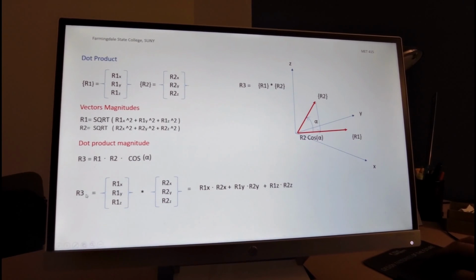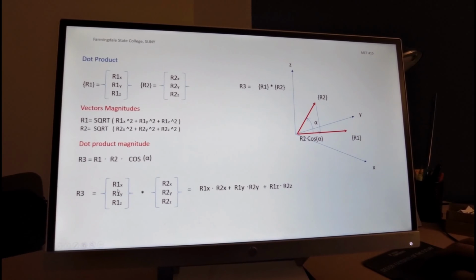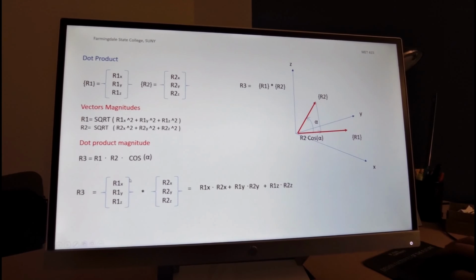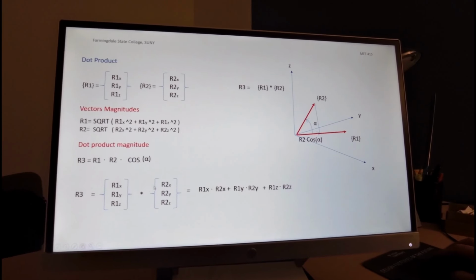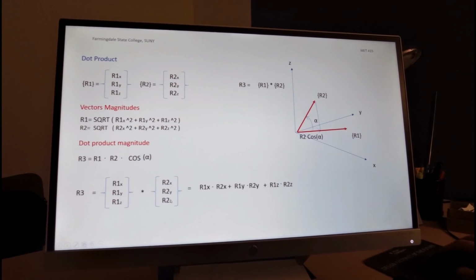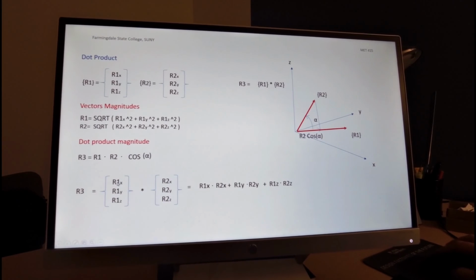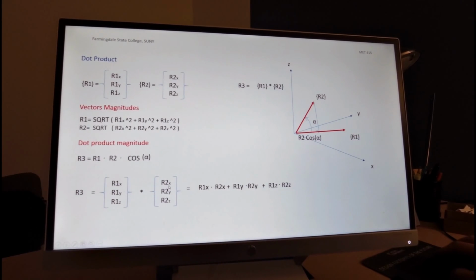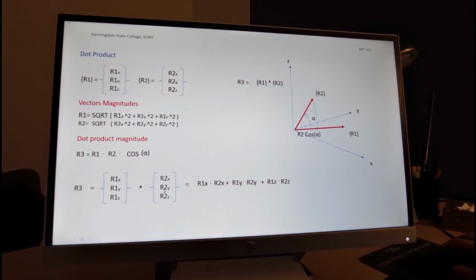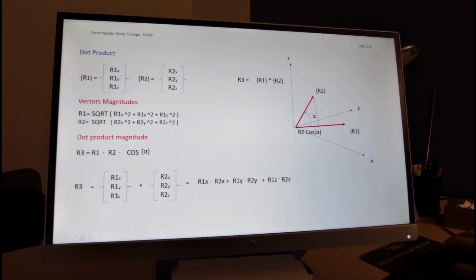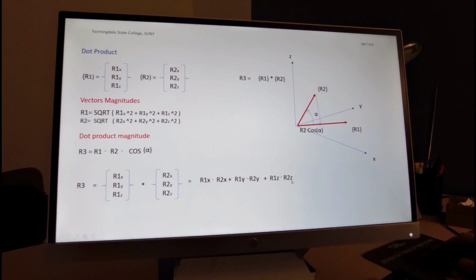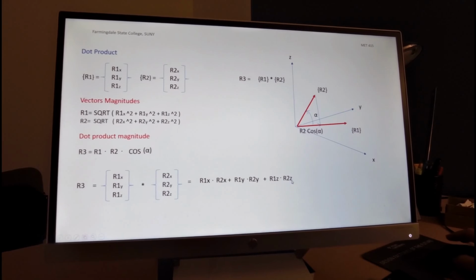And to find out the magnitude, we could also do the operation of taking the transpose of one vector and multiplying it times the other vector, and the result will be the first component times the first component of the second one, the second component of the first one times the second component of the second one, and the third of the first times the third of the second. And here's the result of the dot product.